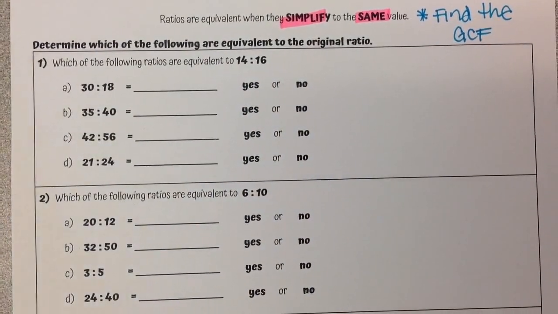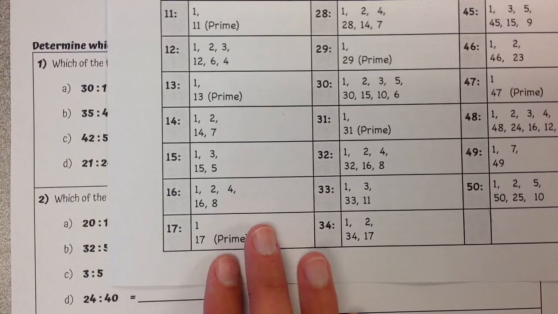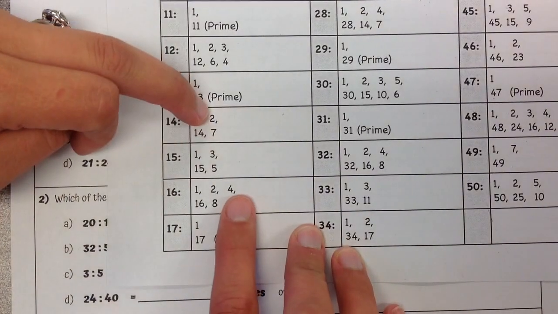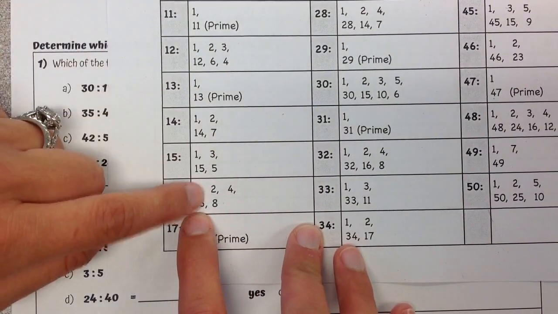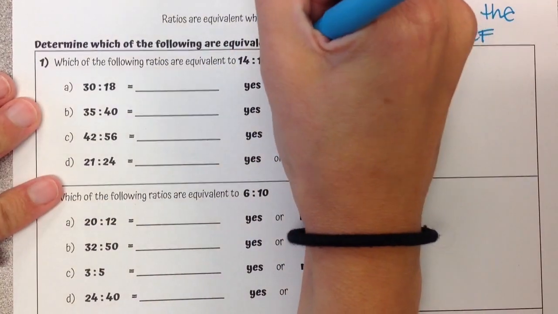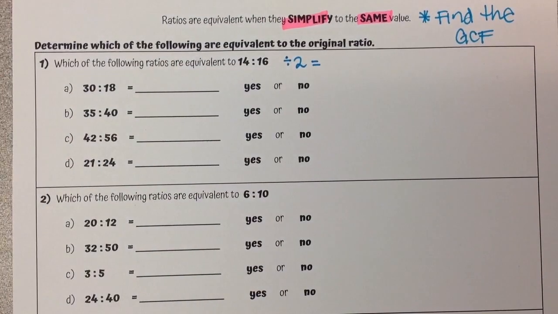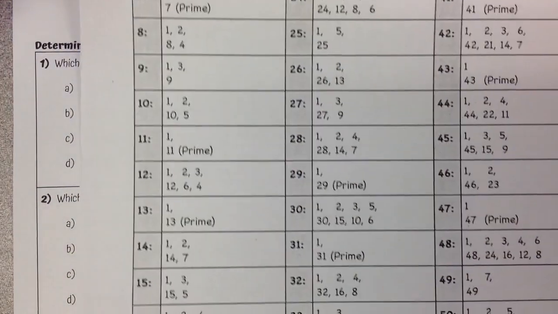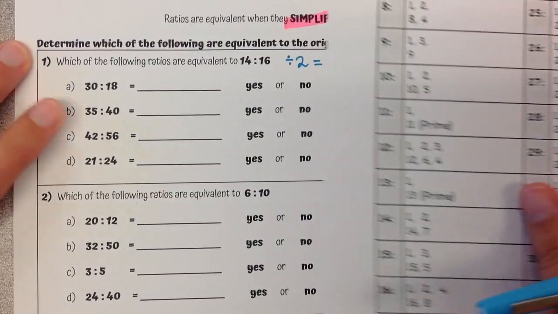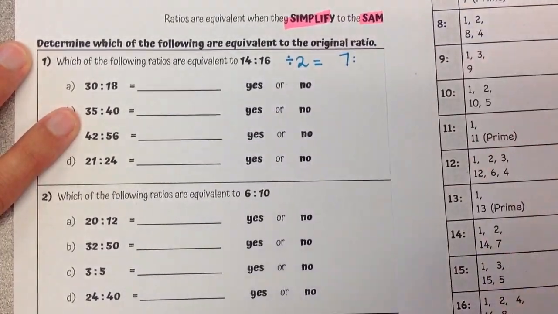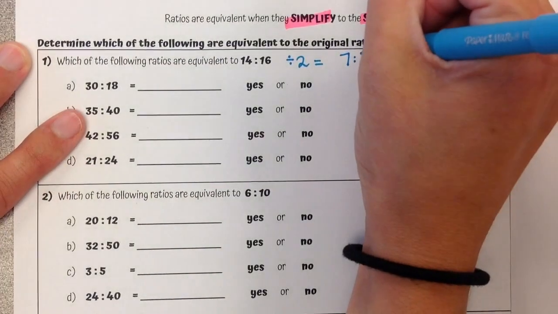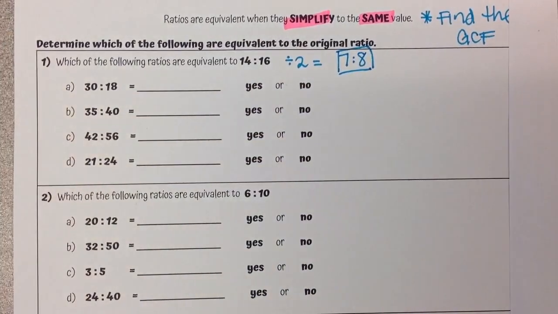So 14 and 16, I'm going to look on my factor chart, find 14 and 16. They both divide by 1, 2, not 4, not 8, not 16. So the highest number that they both divide by is 2. So if I divide these both by 2, 14 divided by 2, either you can use your calculator or your factor chart has all the answers. 2 pairs up with 7, so 14 divided by 2 is 7. And then 16 divided by 2, the 2 matches up with 8. So 16 divided by 2 is 8. So the simplified ratio is 7/8.